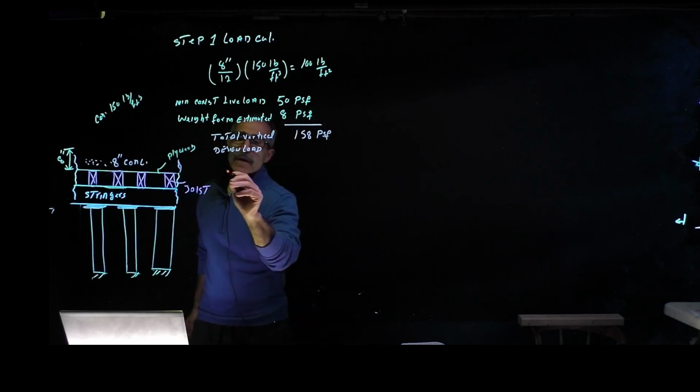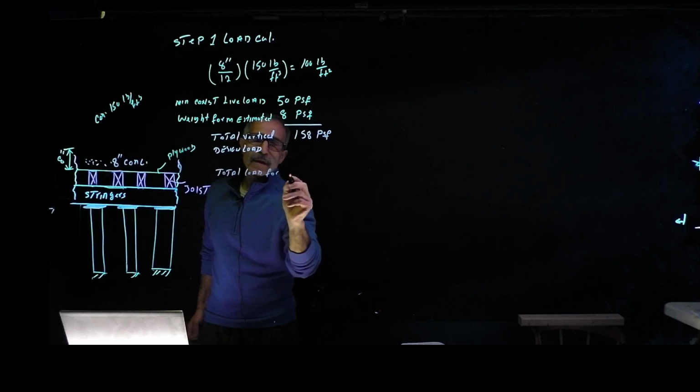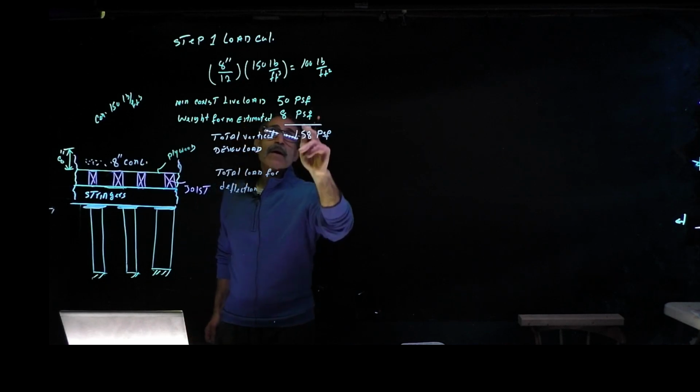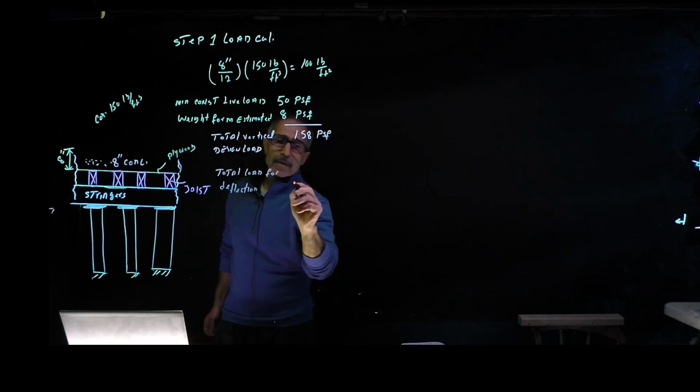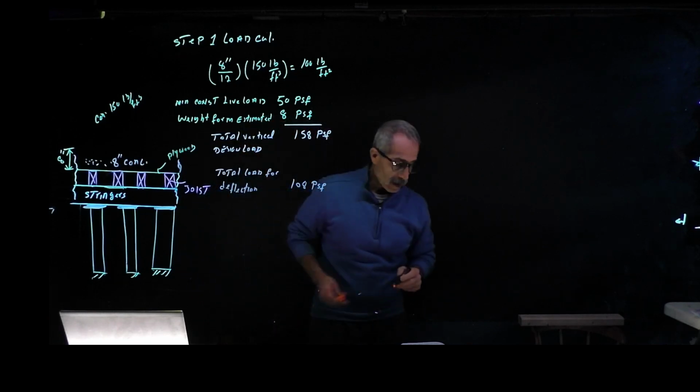So the total load for deflection is 108 pounds per square foot.